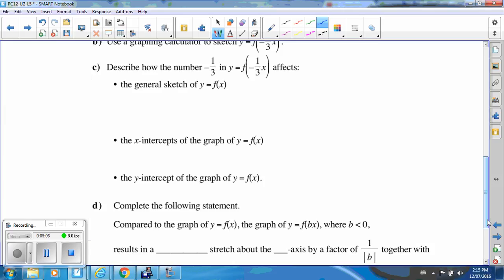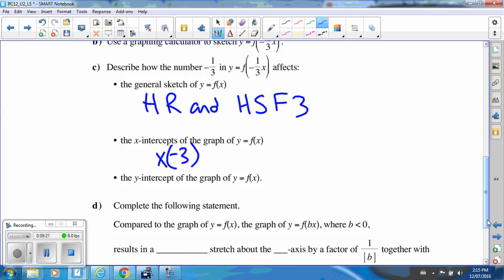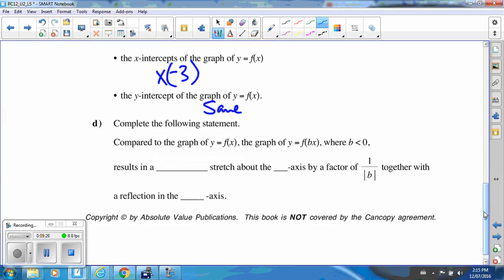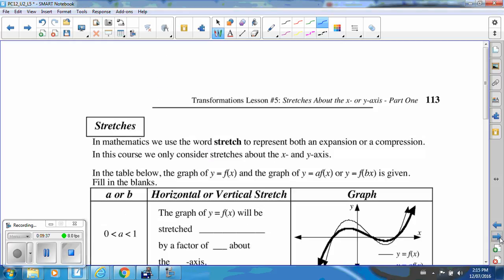So here it's a horizontal reflection and horizontal stretch by a factor of 3. The x-intercepts got multiplied by -3, and the y-intercepts stayed the same. So we call this a horizontal stretch about the y-axis and a reflection in the y-axis. So just if the thing's negative, it reflects as well.